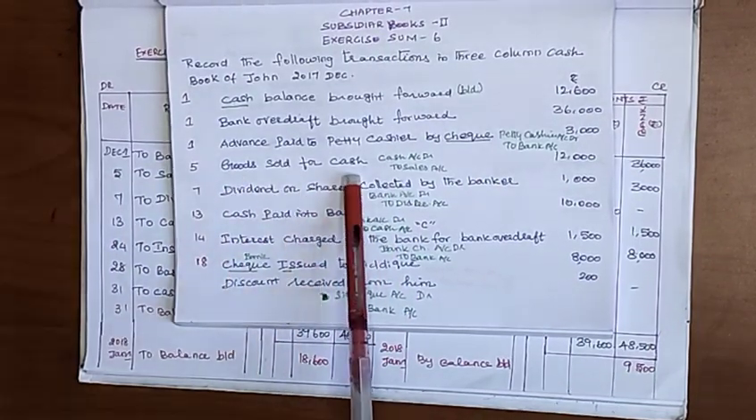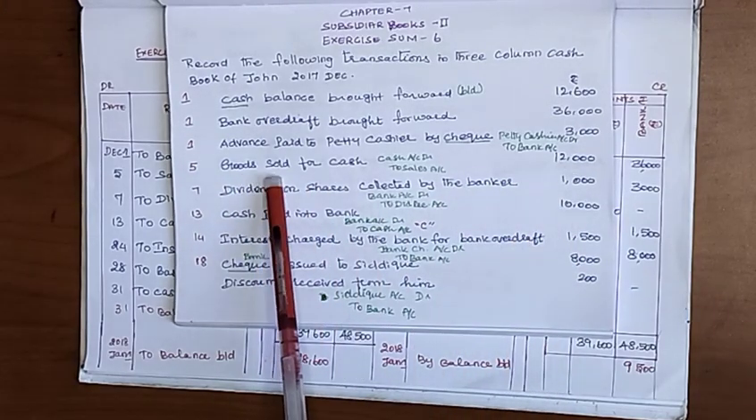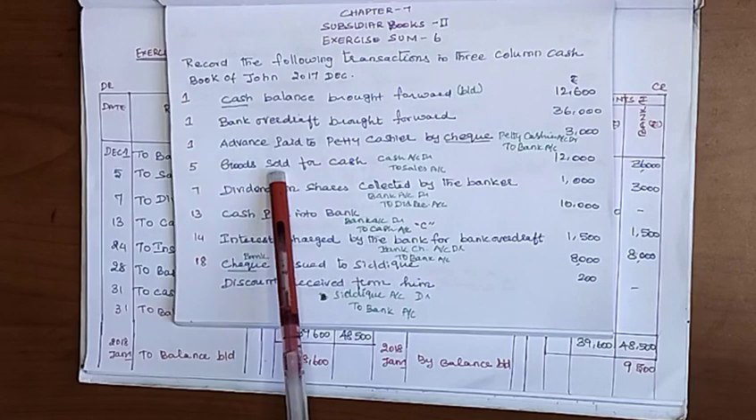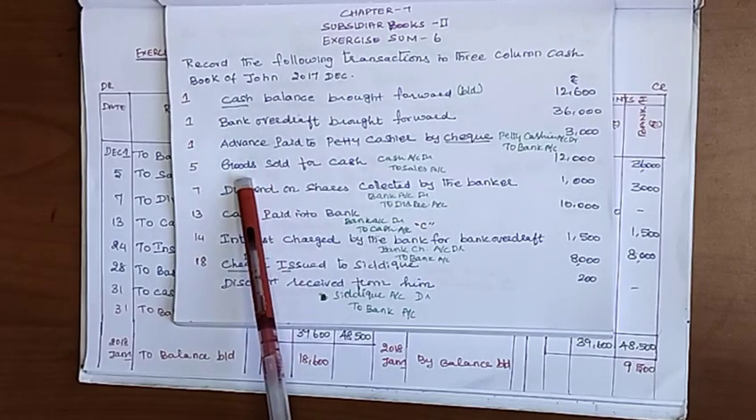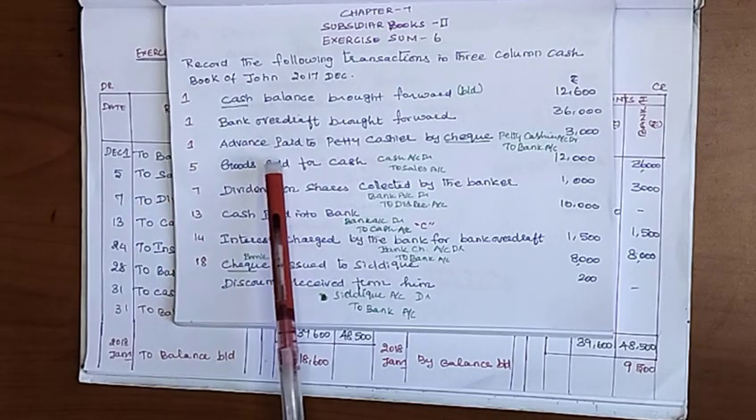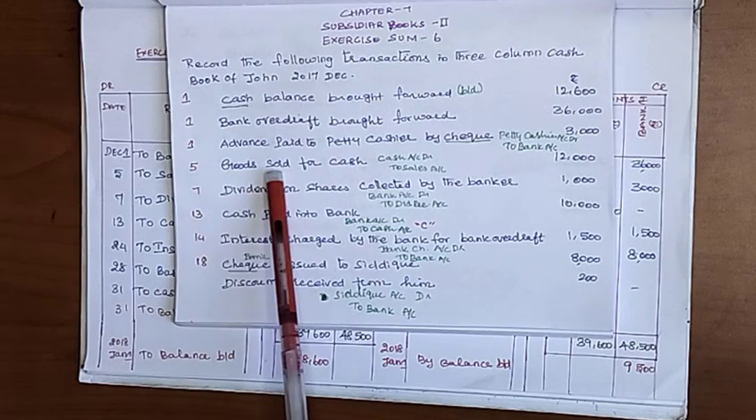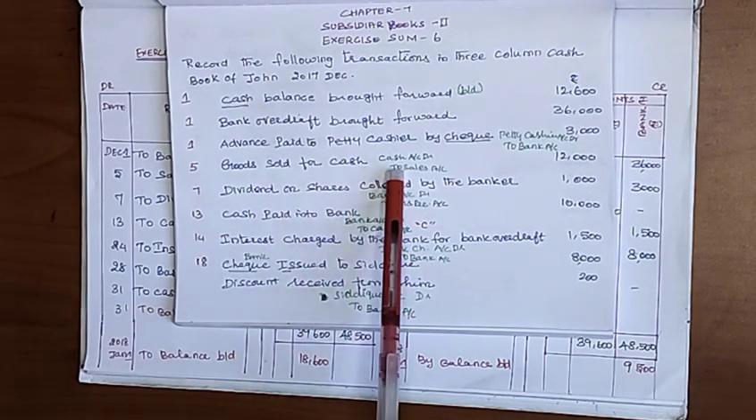Goods sold for cash, rupees 12,000. Whenever you make sales, you receive income. So you have to go to the receipt side. You have to enter this transaction on the receipt side, the debit side. So goods sold for cash. What is the journal entry?